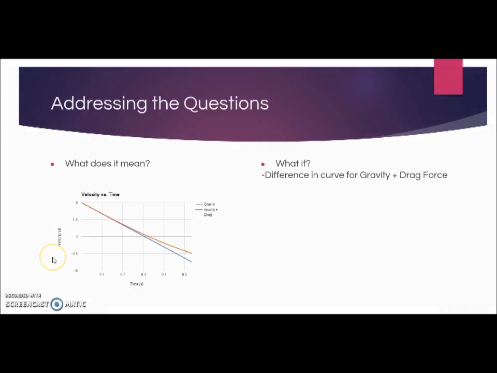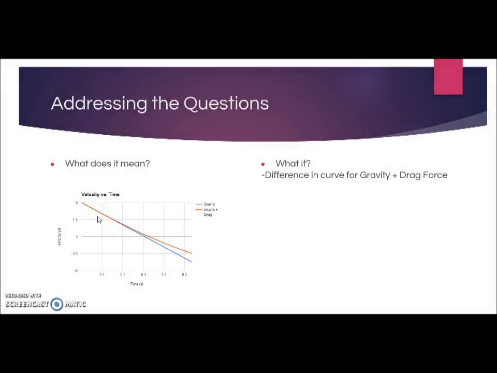Terminal velocity is shown by the gravity plus drag graph. This is because at some point the drag or force resistance will equal the gravitational pull, and therefore it will stop accelerating and continue falling at a constant speed.